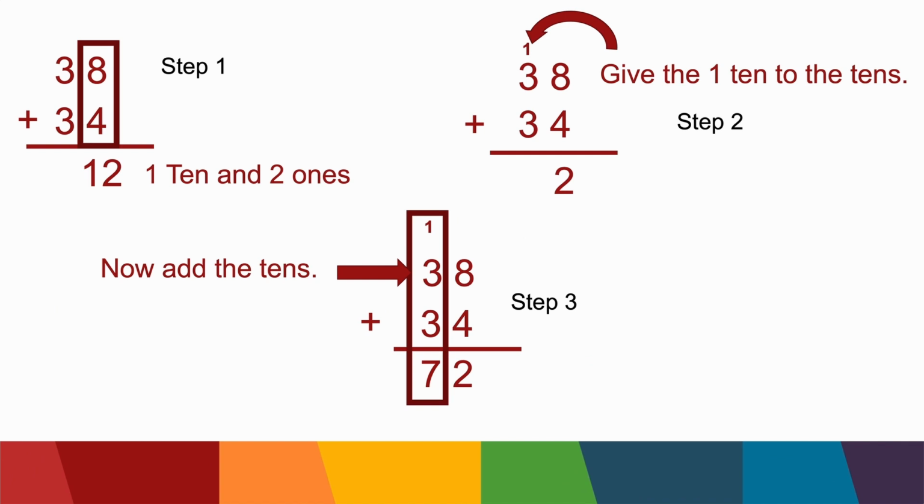38 plus 34. Step 1, we work in the ones column. 8 plus 4 equals 12. 12 is actually a 1 ten and 2 ones. Step 2, we give the 1 ten to the tens column. We carry the 2 down. Step 3, now we add the tens column. 1 plus 3 plus 3 equals 7. Our problem is 38 plus 34 equals 72.